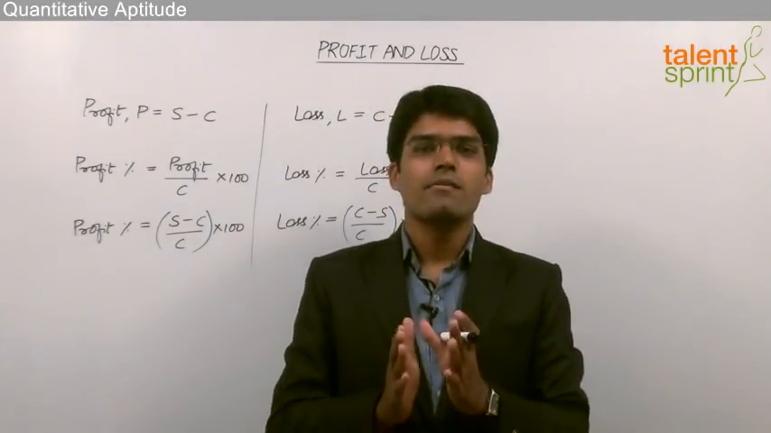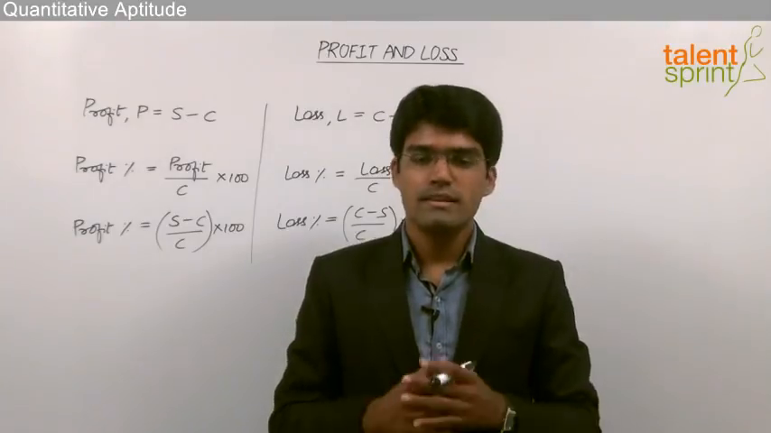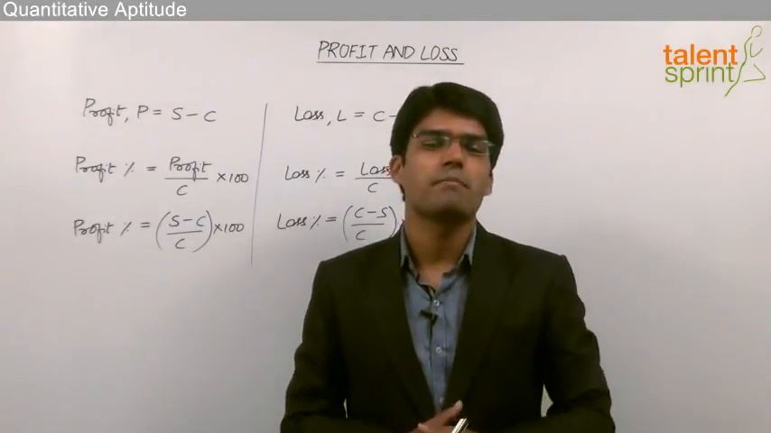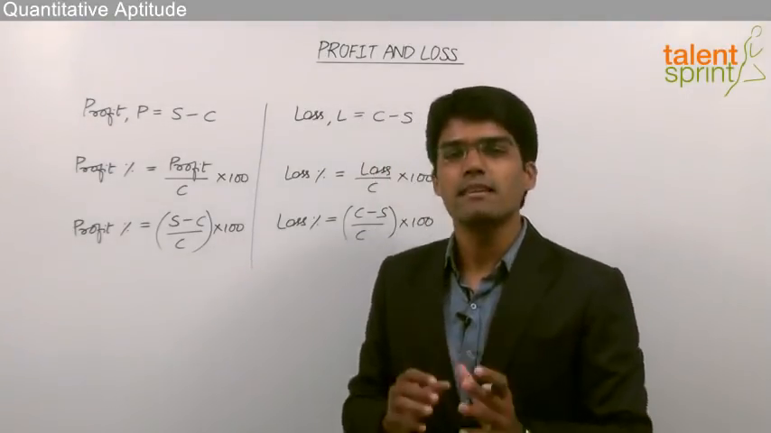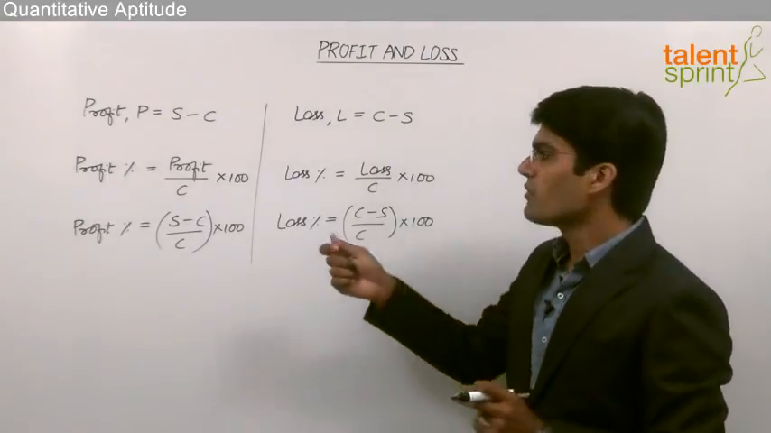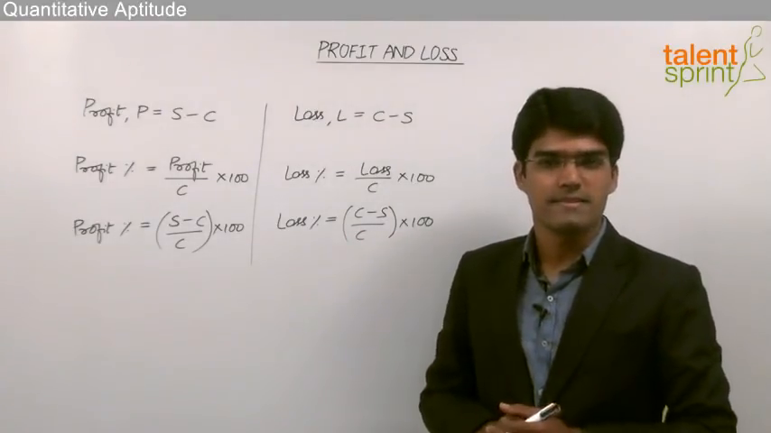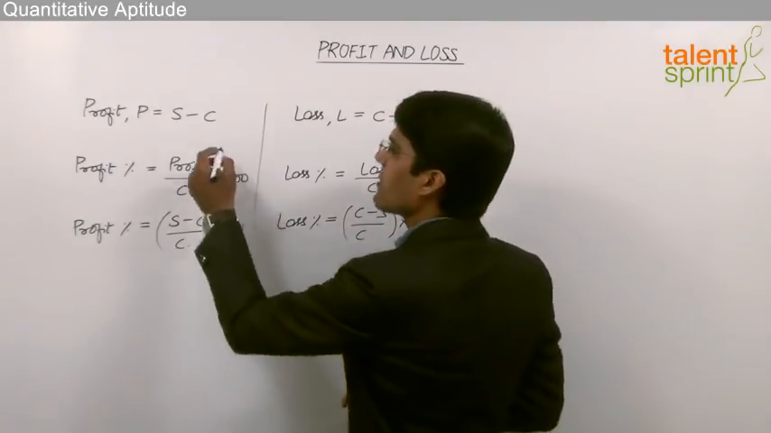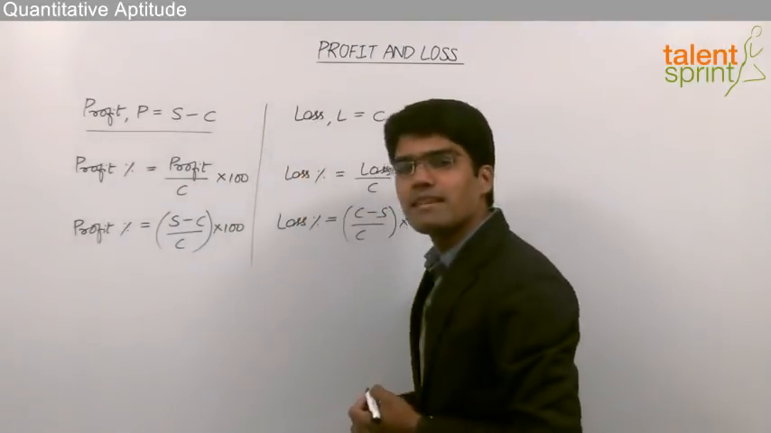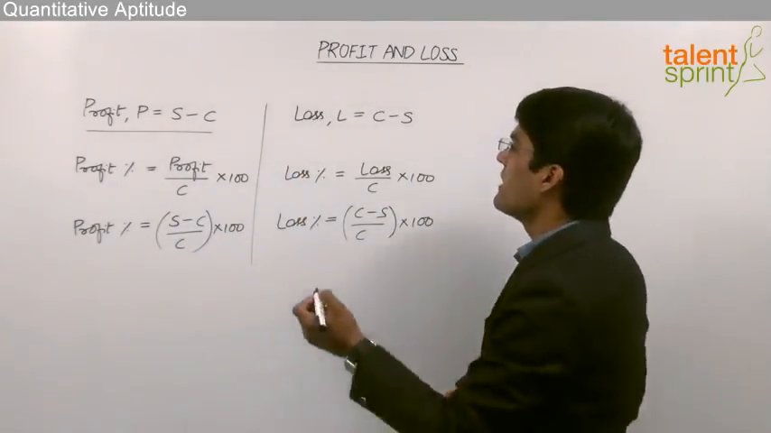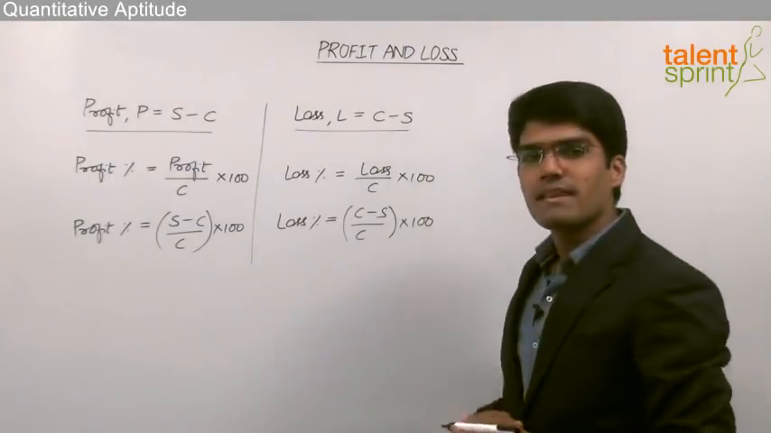So that is the reason we always calculate profit or loss in terms of percentages, so that the comparison becomes simple. So let us see what are the formulae to be used to find out profit and loss in terms of percentages. As discussed earlier, profit is nothing but S minus C, that is selling price minus cost price, and loss is equal to C minus S.